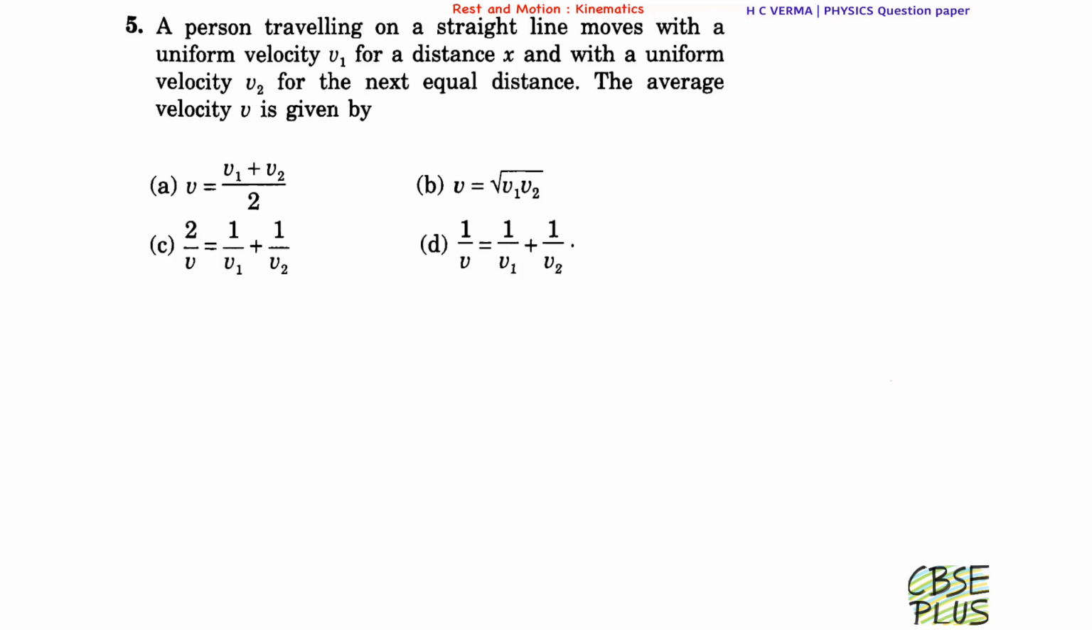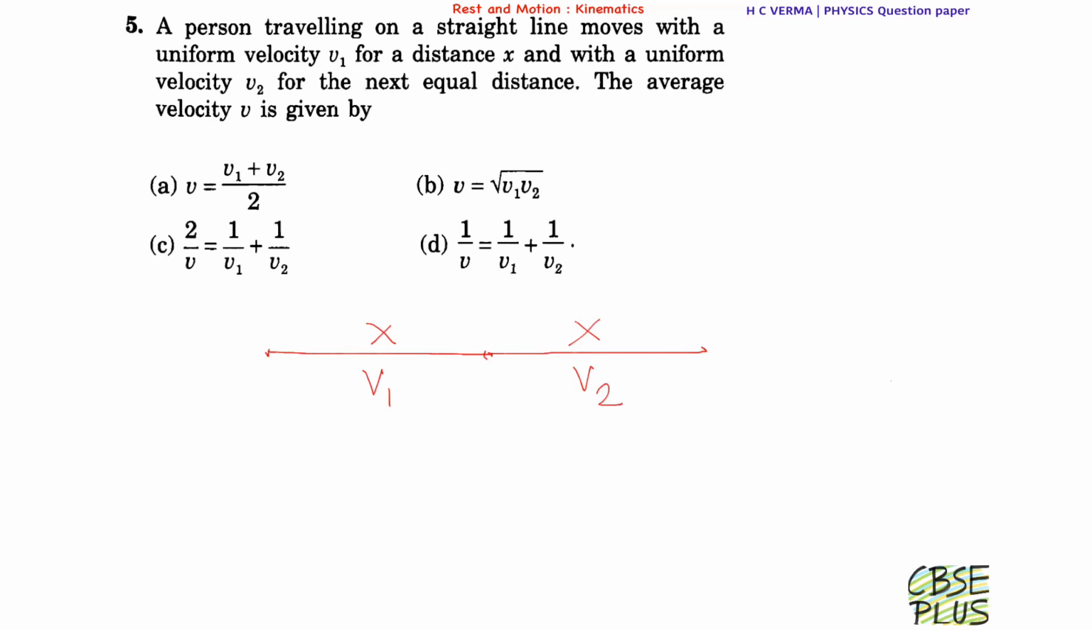If we draw this, we will just draw a straight line. All right, and this is the distance x, and again we have to draw the equal distance, and this is another x which is equal in length. The question says that for the first x distance the person travels with a velocity v1, and for the next x distance the person travels with a velocity v2.